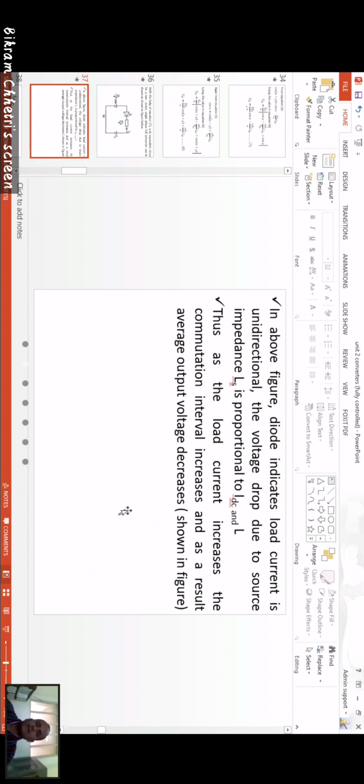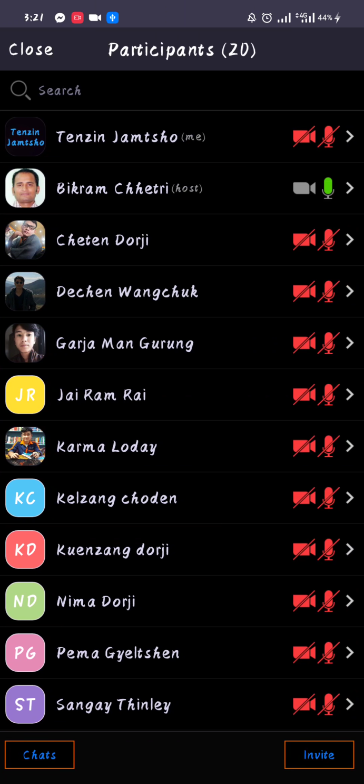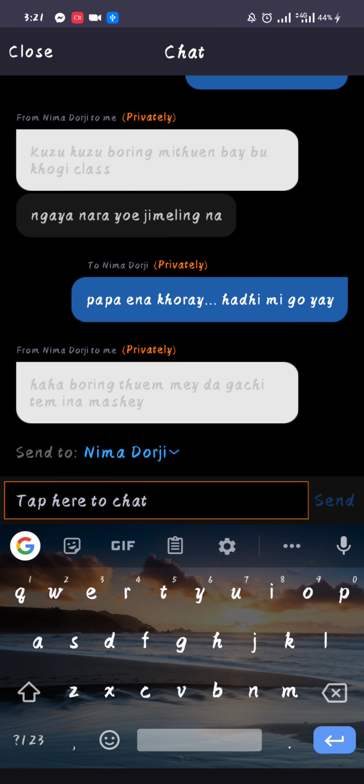Diode indicates the load current is unidirectional. The voltage drop due to the source impedance Ls is proportional to IDC and L. So there is a drop in the voltage. Thus, as the load current increases, the commutation interval increases, and as a result the average output voltage will decrease.